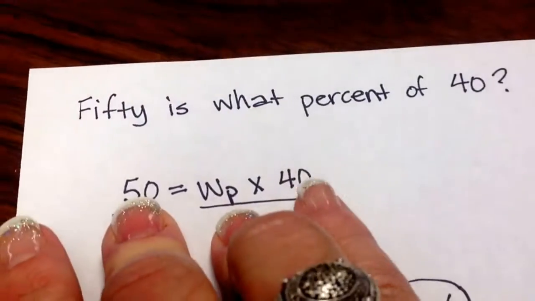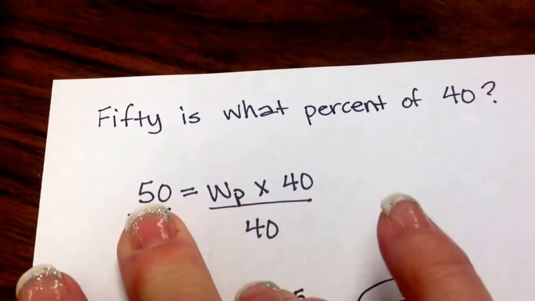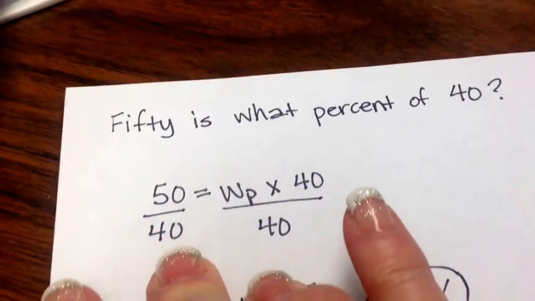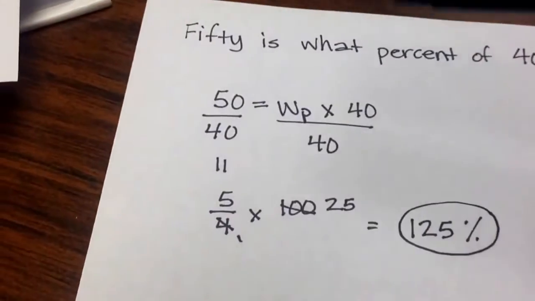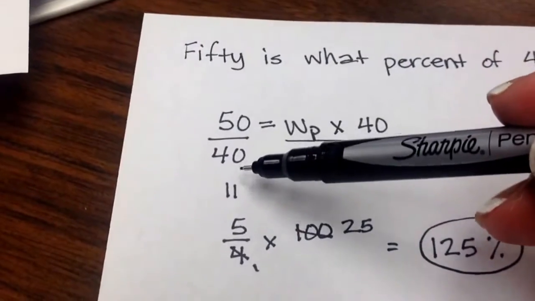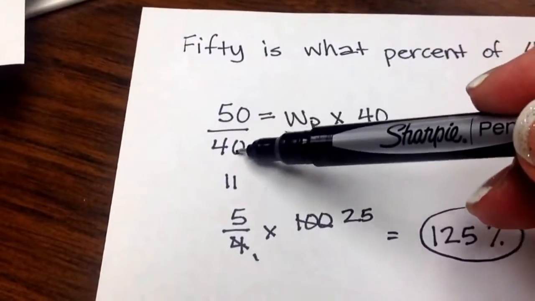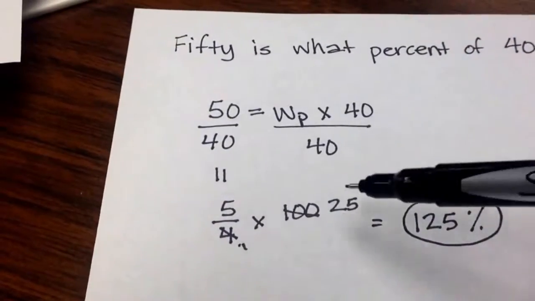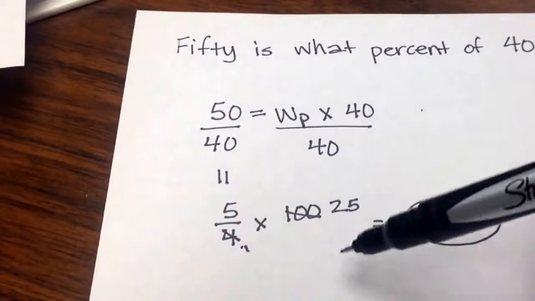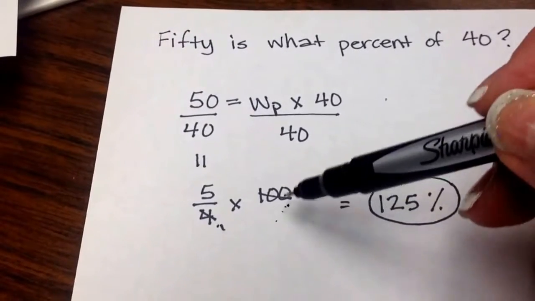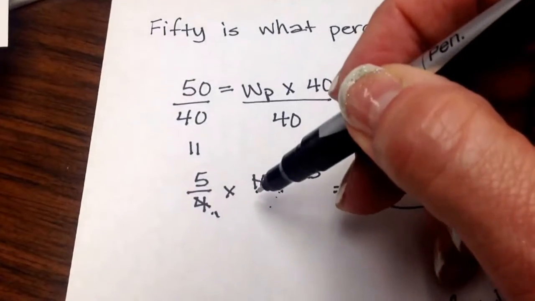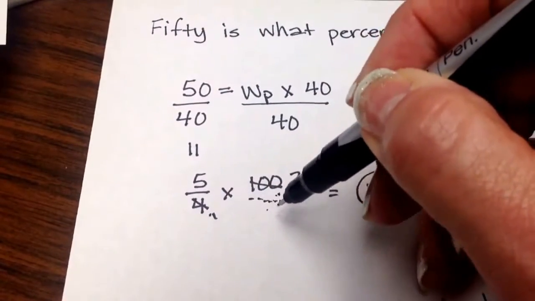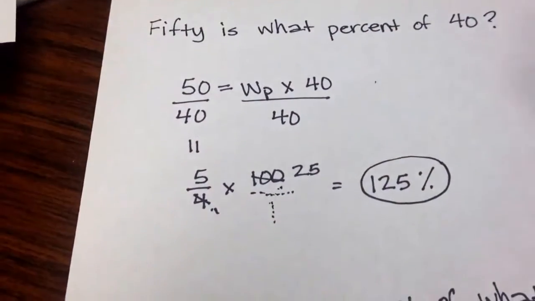I need to get rid of that 40, right? So I'm going to divide by 40. And since I have 50 over 40, I can reduce that by dividing both by 10, getting rid of that 0, so I have 5 over 4. Now, I need percent, so I have to multiply by 100, because that's going to give me my percent. And if it makes your brain happier, think of it as 100 over 1.